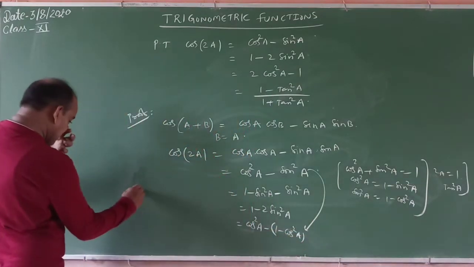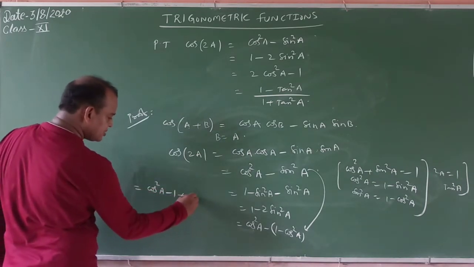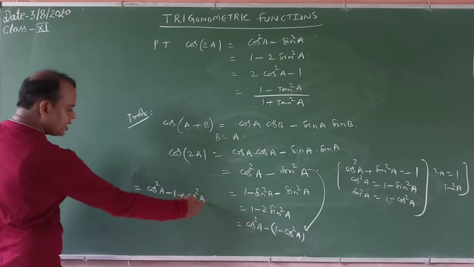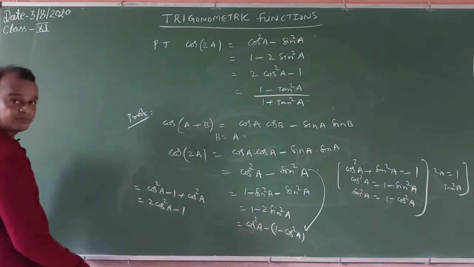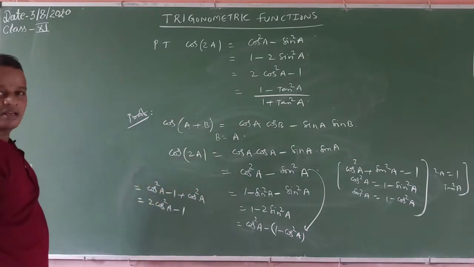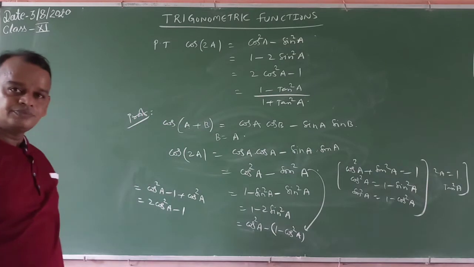That is equal to cos square A minus 1, minus into minus plus cos square A. Cos square A plus cos square A, 2 cos square A minus 1. This is cos 2A. I think you understood. Say yes or no?